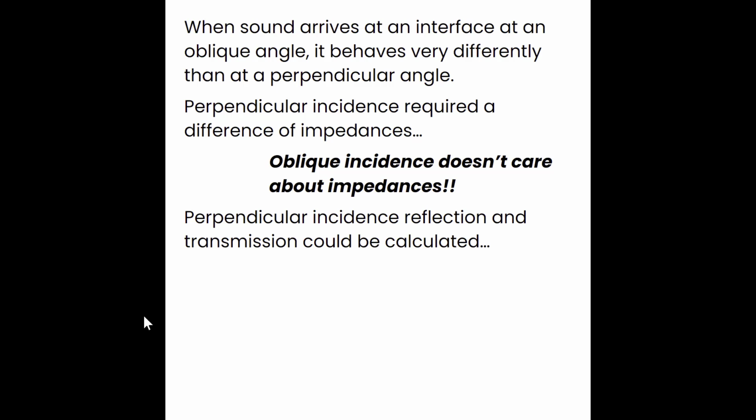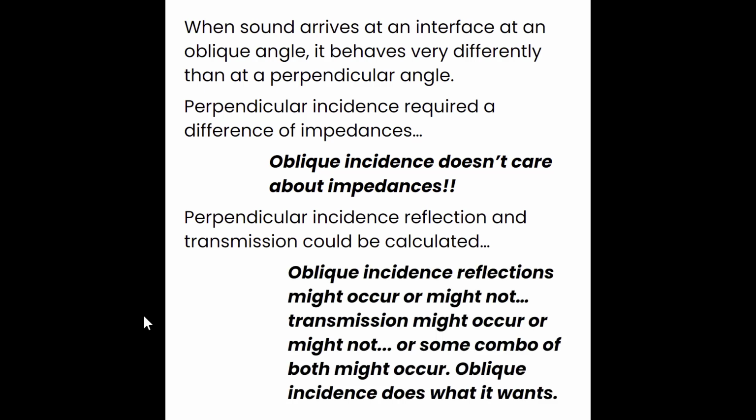Perpendicular incidence also allowed us to calculate reflection and transmission. Well, that idea is completely out the window as well, because with oblique incidence, reflections might occur, or they might not. Transmission might occur, or it might not. And some sort of combo of the two might occur. We cannot predict what happens with oblique incidence, because oblique incidence does what it wants. So knowing that oblique incidence behaves wildly different than perpendicular incidence, we really need to think of it as its own entity that follows its own set of rules.